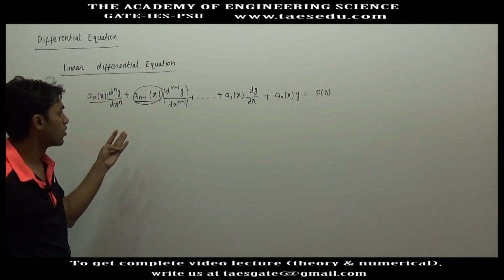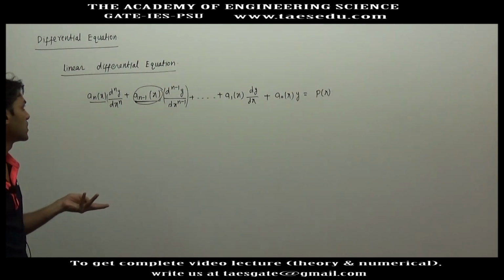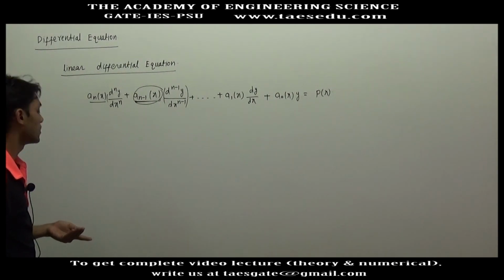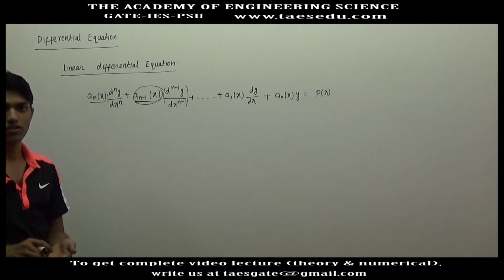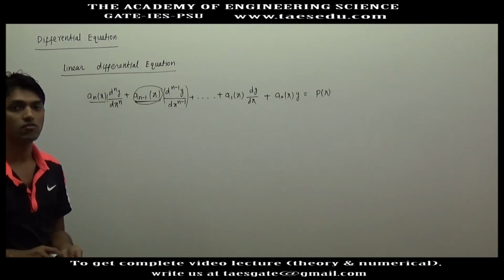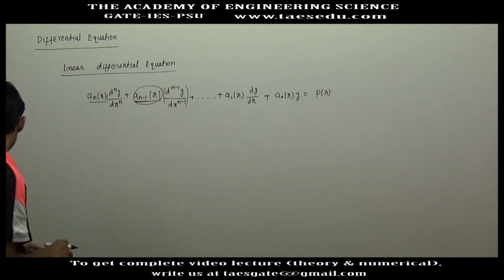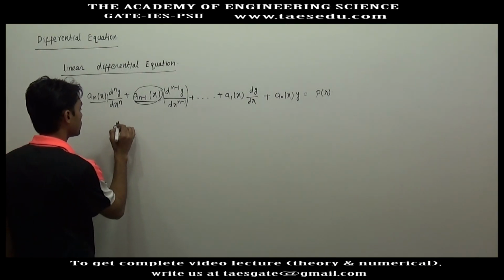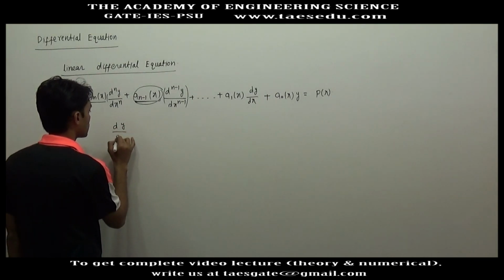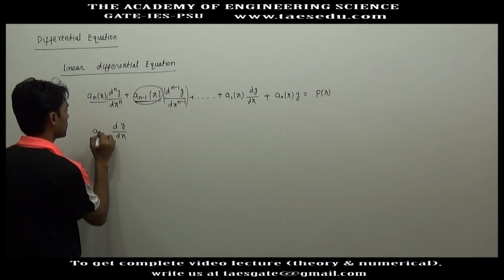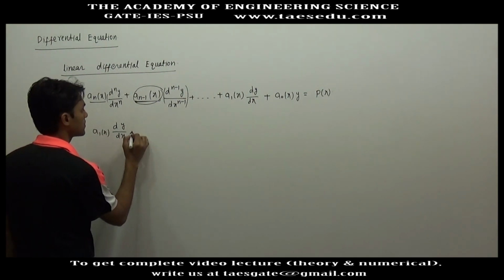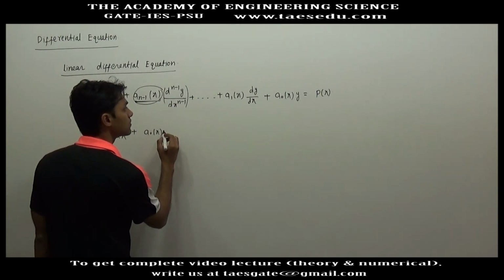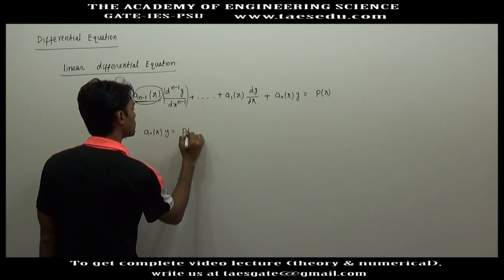We have studied the order of a differential equation, the degree of a differential equation, and how to recognize a linear differential equation. Now I will take the general form of a first order differential equation, and we will try to find out the general solution for that. So how will the first order differential equation look? We will have a1(x) dy by dx plus a0(x) into y equal to p(x).